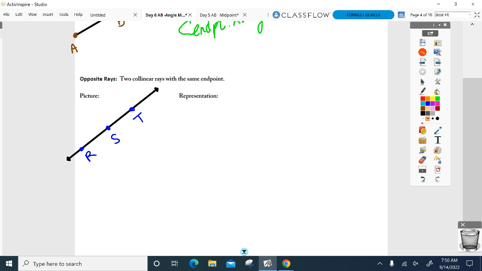Two rays on the same line that share the same endpoint. So I need your help here. Can you guys name two opposite rays here? Two rays that share the same endpoint, up here.